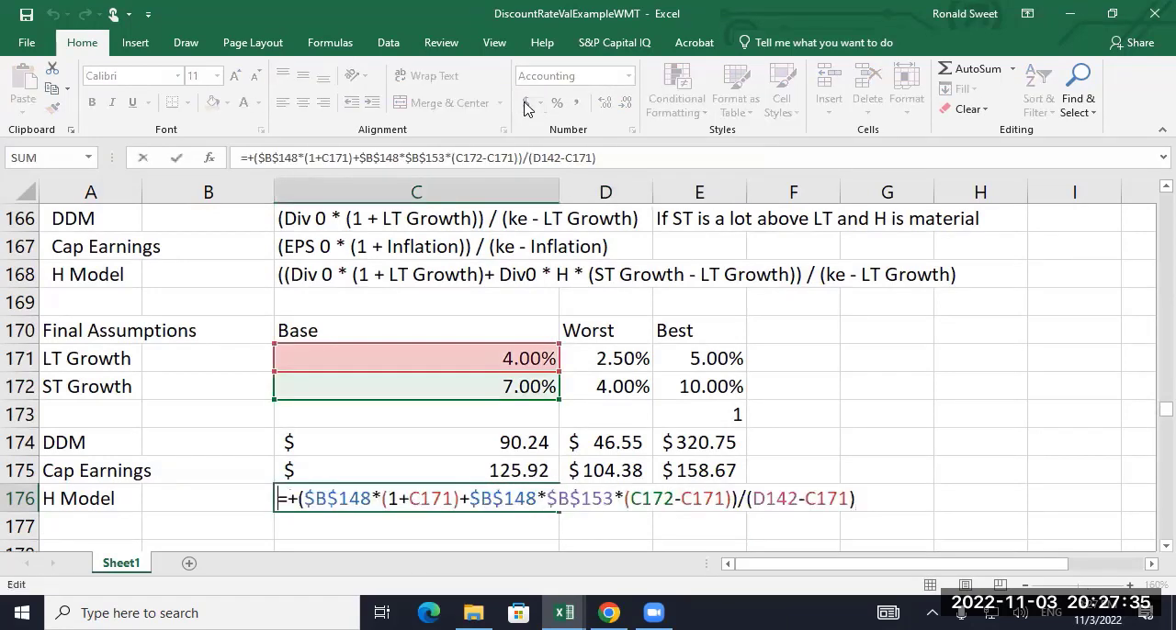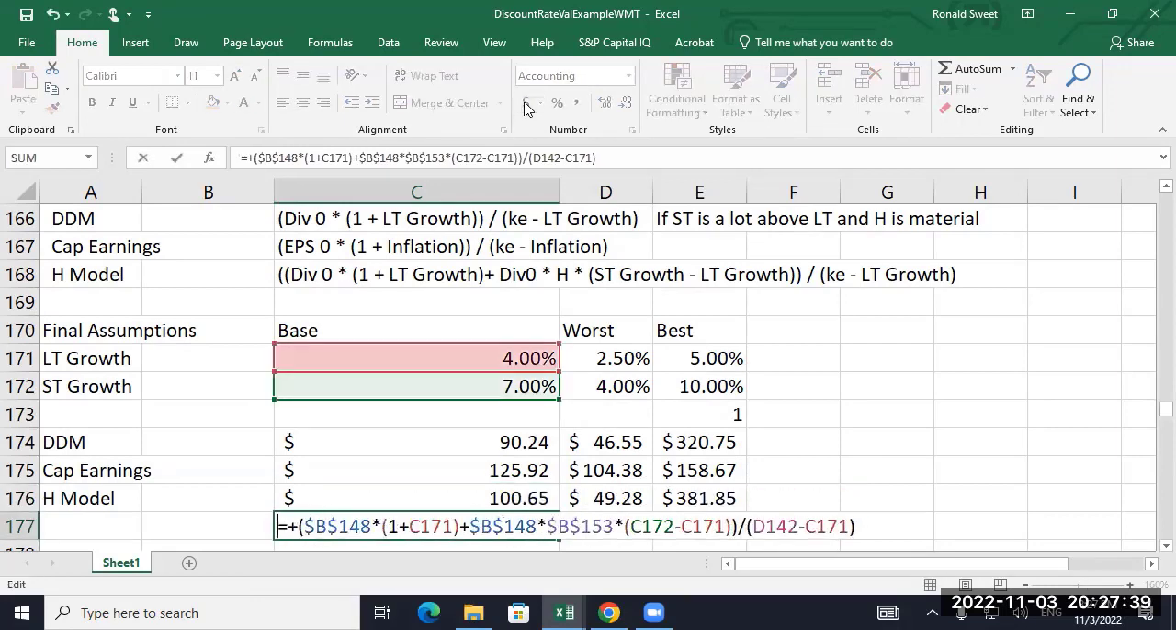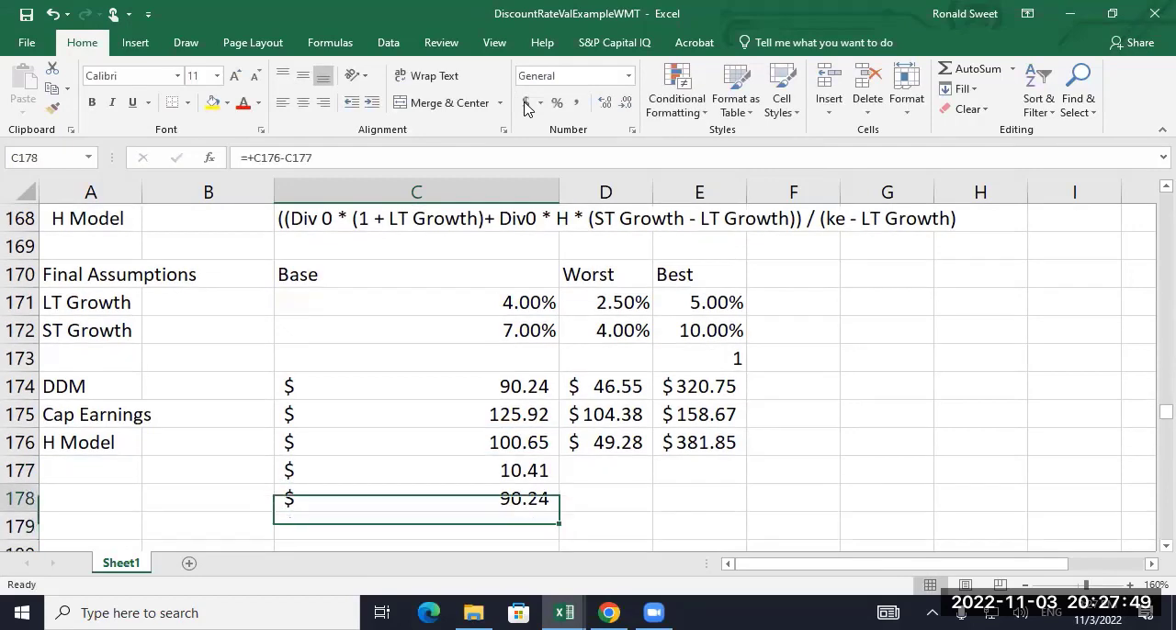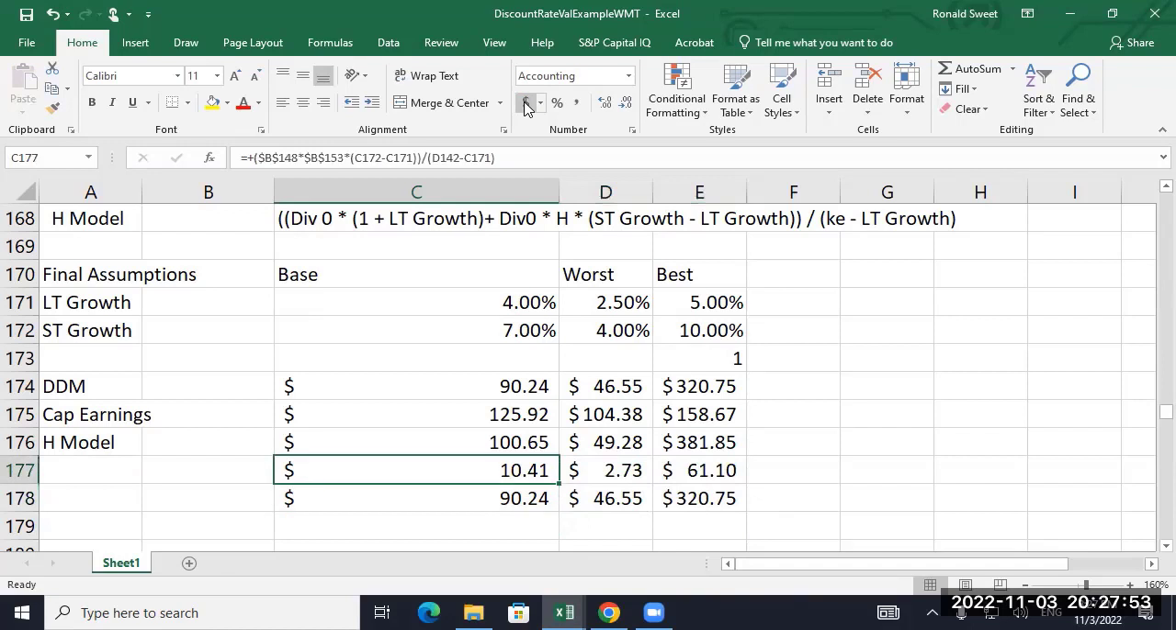But how can I check it? What's the difference between the H model and the dividend discount model? It's that little piece right there, isn't it? So that should be the difference in the two. So just to check and make sure I didn't pick up a bad line somewhere. So yeah, 90, 24, 46, 55, 30, 25. So that extra growth period is adding $10 or about 11% to the value.